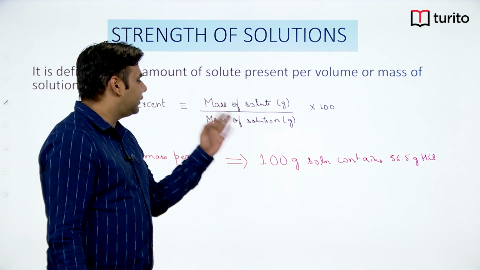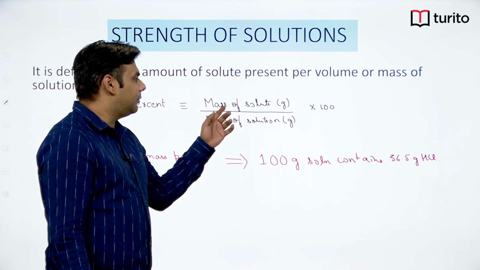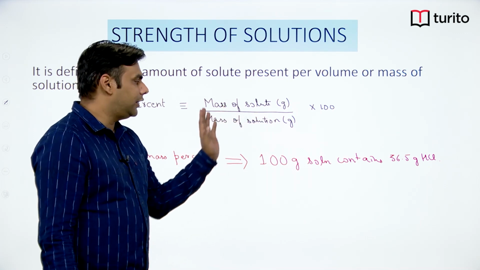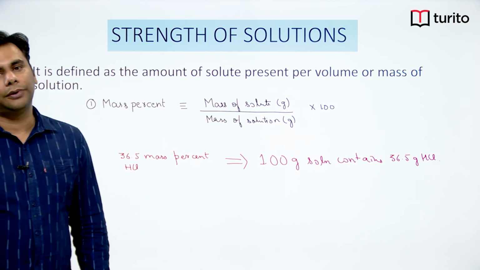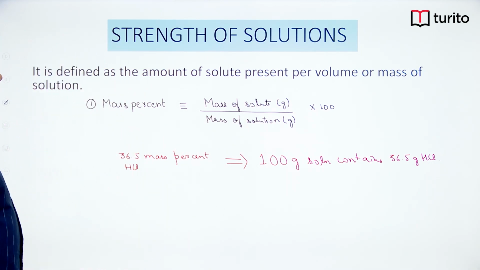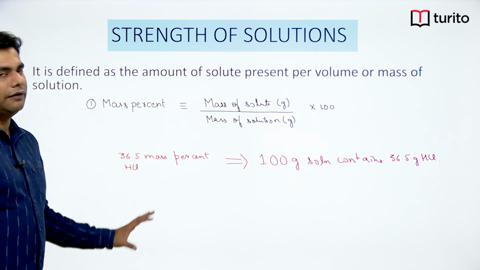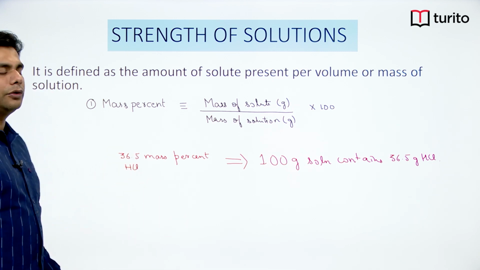If you use this data, the mass of solute is 36.5, the mass of solution is 100, multiplied by 100, so you will get 36.5 mass percent. Whenever you have been given mass percent, you just have to decode the mass percent given to you, which we will directly use in the question.